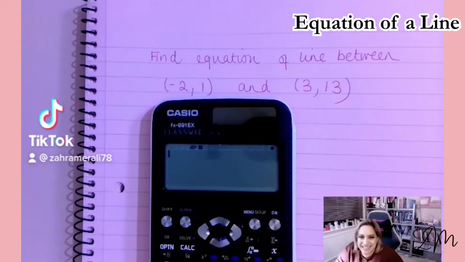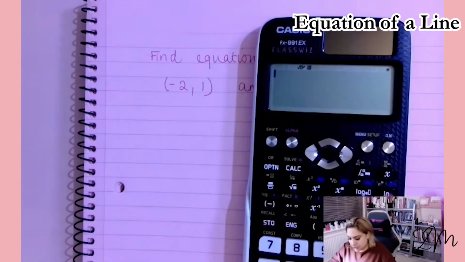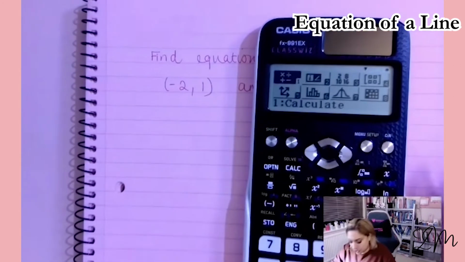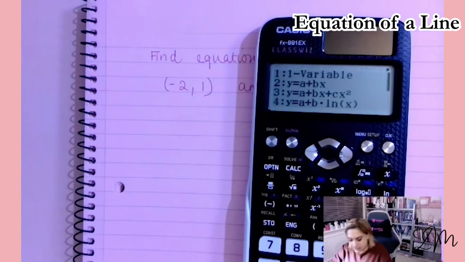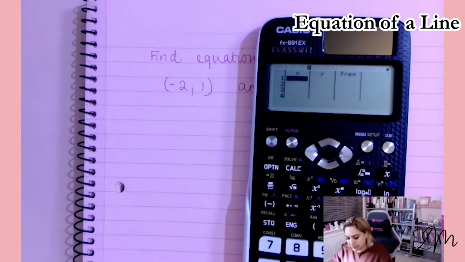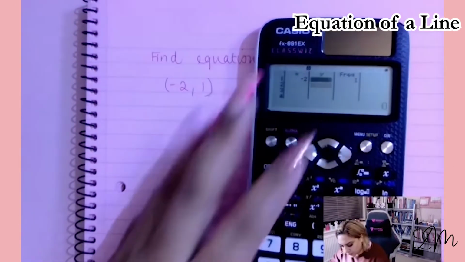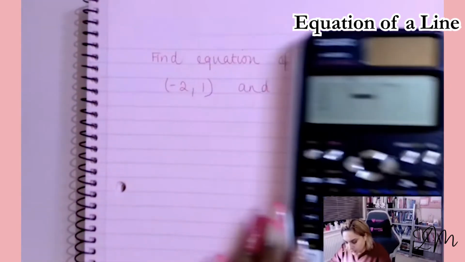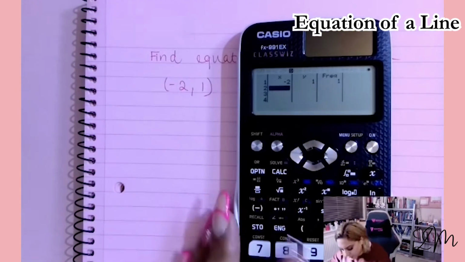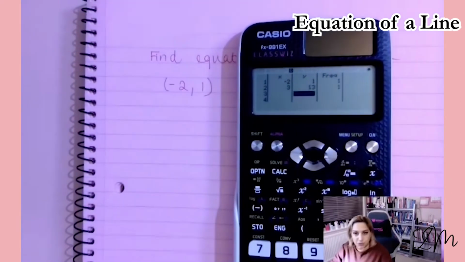Hi guys, so today we're going to look at, really quickly, finding an equation of a line between 2 points just using your calculator. So what you're going to do is hit Menu, hit 6, which gives you statistics, and you're going to choose 2. And in there, you're going to plug in your coordinates. So we've got -2 and y is 1. And we've got 3 and 13. So x is 3 and y is 13. You can ignore the frequency bit.